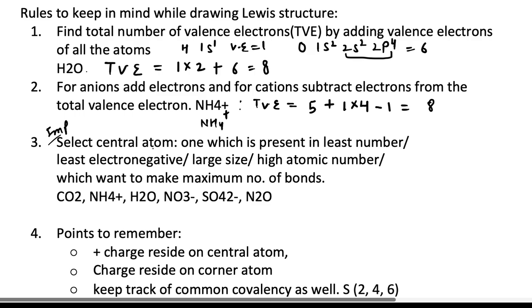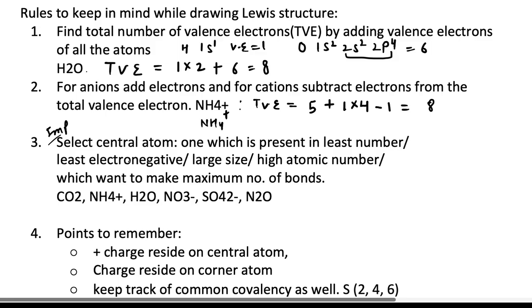There are certain rules with the help of which we can find the central atom. The most common one is the atom which is present in the least number. Normally, 90% chances are there. If a particular atom is present in the least number, then that will be the central atom. So if equal numbers are present, then we go for the least electronegative. Sometimes we give preference to the least electronegative one.